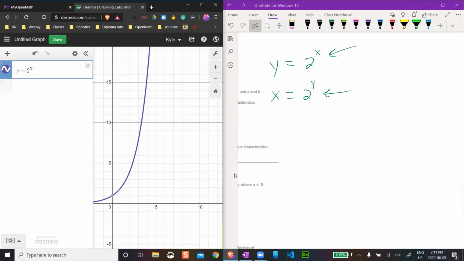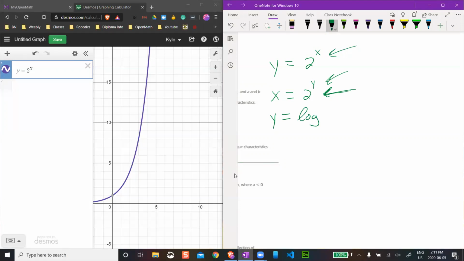Now the problem here is that we don't typically write functions as x is equal to something in y. We want it to be y is equal to something in x. So we have to write this in a different way, and that's where logs come in. This could actually be written as y is equal to log base 2 of x. This thing right there is the same thing as that right there. They're saying the exact same thing.